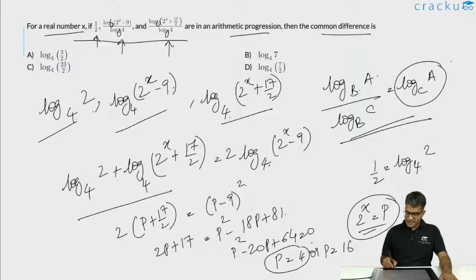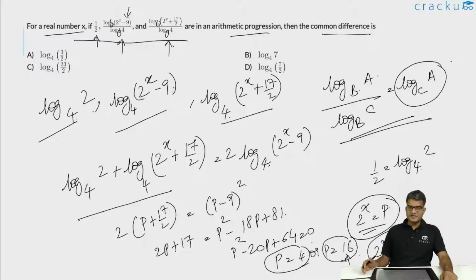That is, if 2 to the power x is equal to 4, this logarithm will not be defined because we have 2 to the power x minus 9 as one of the terms. So, 2 to the power x should be greater than 9 for this logarithm to be defined. So, the only value of p is 16. So, 2 to the power x has to be equal to 16.